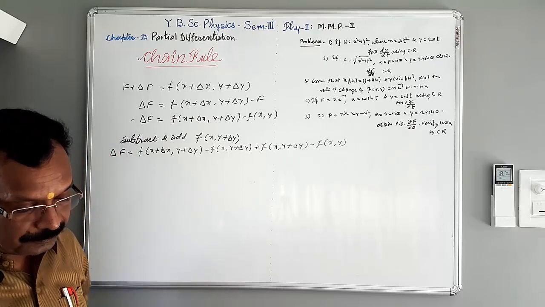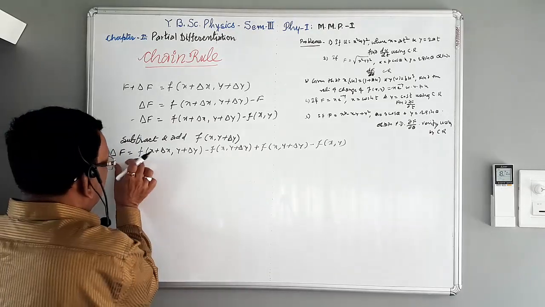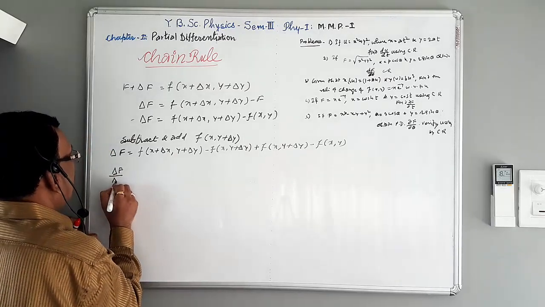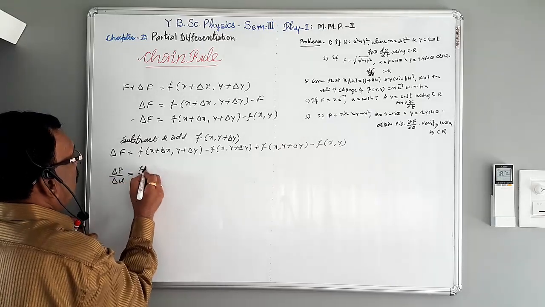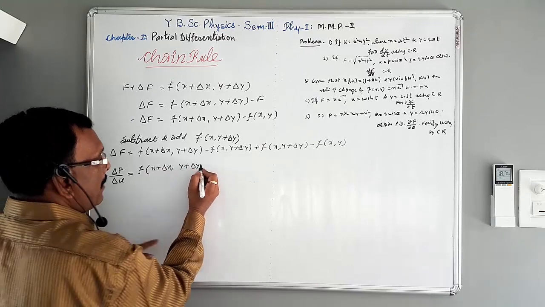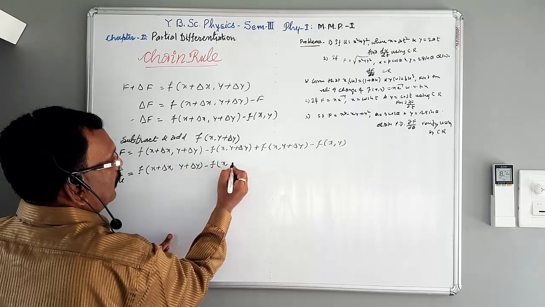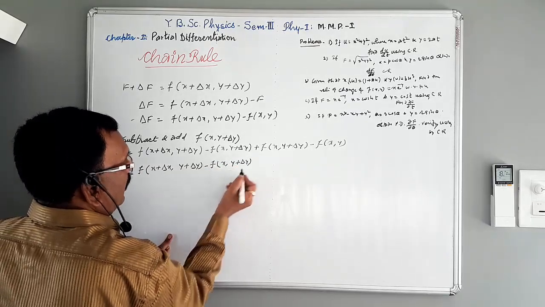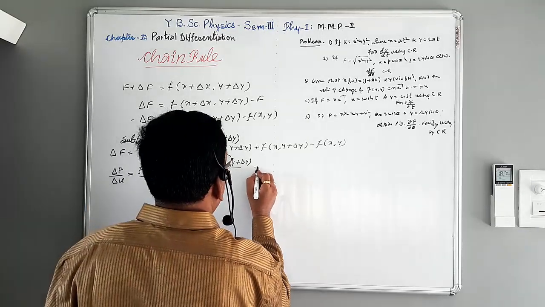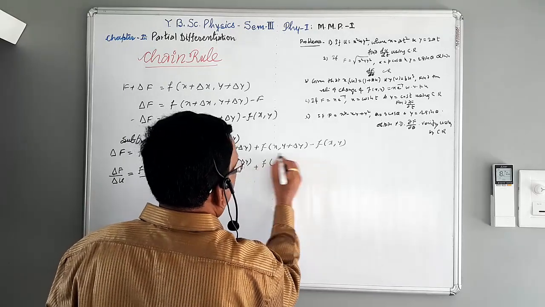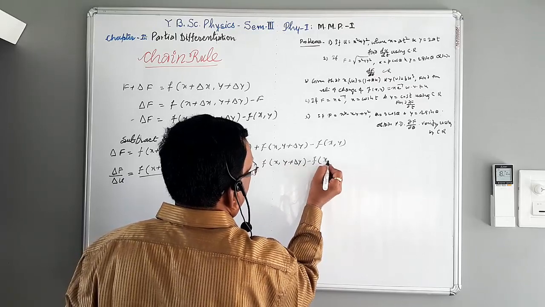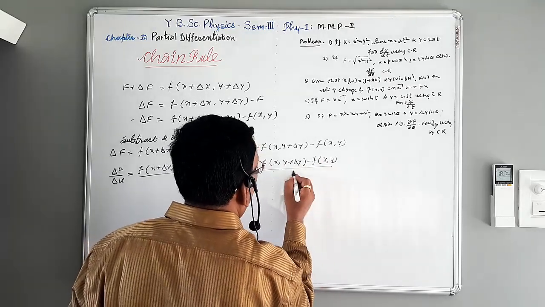Okay. Now, dividing both sides of this equation by delta u, we have delta f by delta u is equal to f of x plus delta x comma y plus delta y minus f of x comma y plus delta y, divided by delta u. Similarly, plus f of x comma y plus delta y minus f of x comma y, divided by delta u.